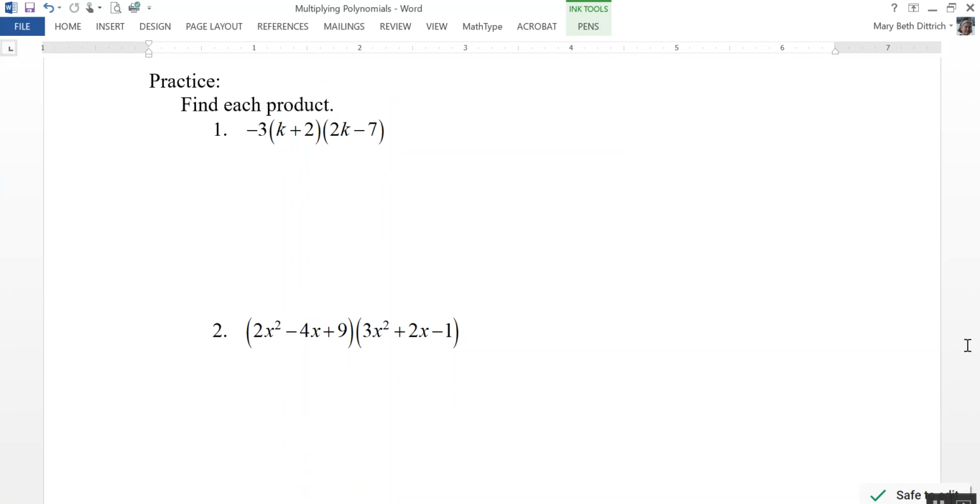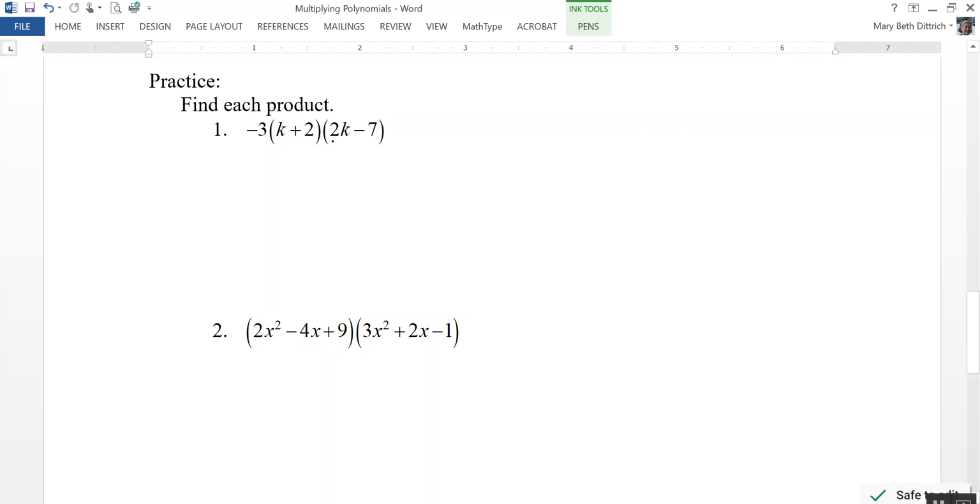Okay, let's take a look at these two problems here. So I have negative 3 times the binomial k plus 2 times the binomial 2k minus 7. Notice, and please be careful, that 3 does not get distributed to both binomials. This is basically three things being multiplied: a negative 3, a k plus 2, and a 2k minus 7. So you can do it however you like.